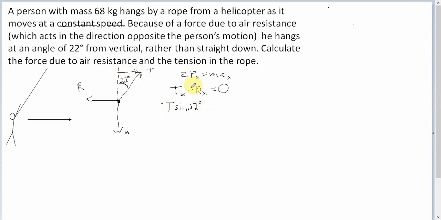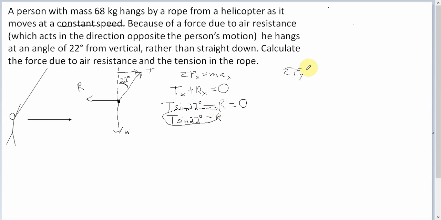So Tx plus Rx, the x component of R, because it's to the left, is going to be minus R, and that all equals 0. And I can go one step further. I can say T times the sine of 22 degrees is equal to R, but I'm stuck at this point because I don't know what T is and I don't know what R is. So let's circle this and move on, and we'll look at the y components.